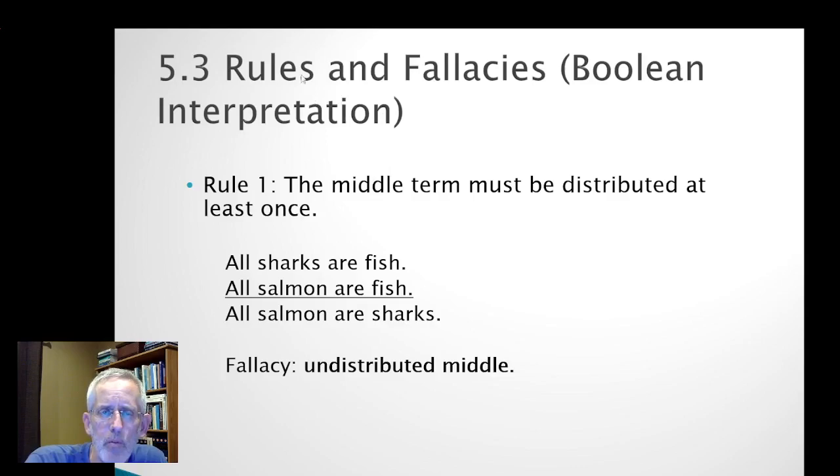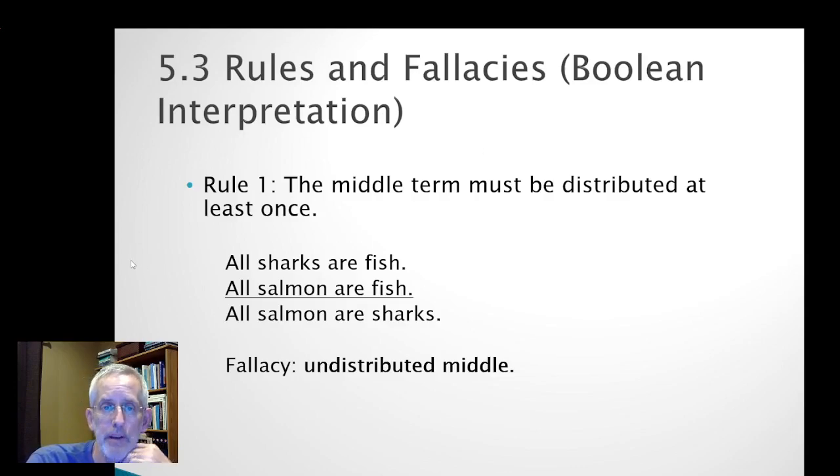So what I'm going to give you here is the Boolean interpretation. In other words, these first 5 ways that we're going to look at categorical syllogism could be fallacious will be the interpretation that George Boole accepted, not Aristotle's interpretation. Now, Aristotle and George Boole agreed on the first 4 rules, but they didn't agree on the last one, and we'll see that when we get to that slide.